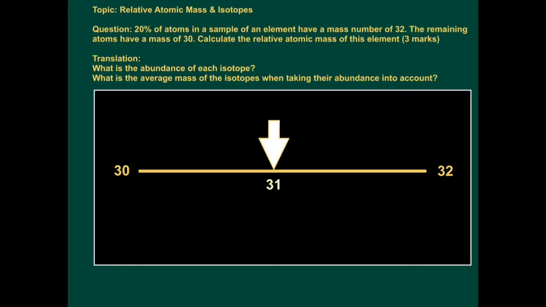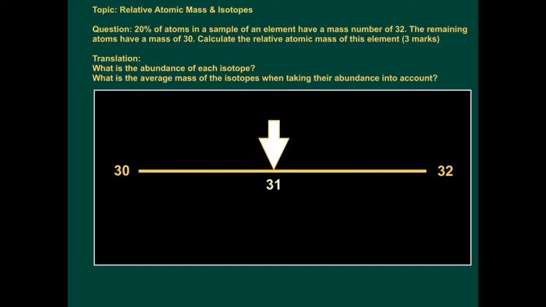So what you need to work out is the abundance of each isotope, in other words, how much there is of each, and what's the average mass of the isotopes when taking their abundance into account. If it's a percentage, you might as well just assume you have 100 particles. So 20 of those 100 have a mass of 32, and the remaining 80, so 80% left, have a mass of 30. So what is the relative atomic mass?